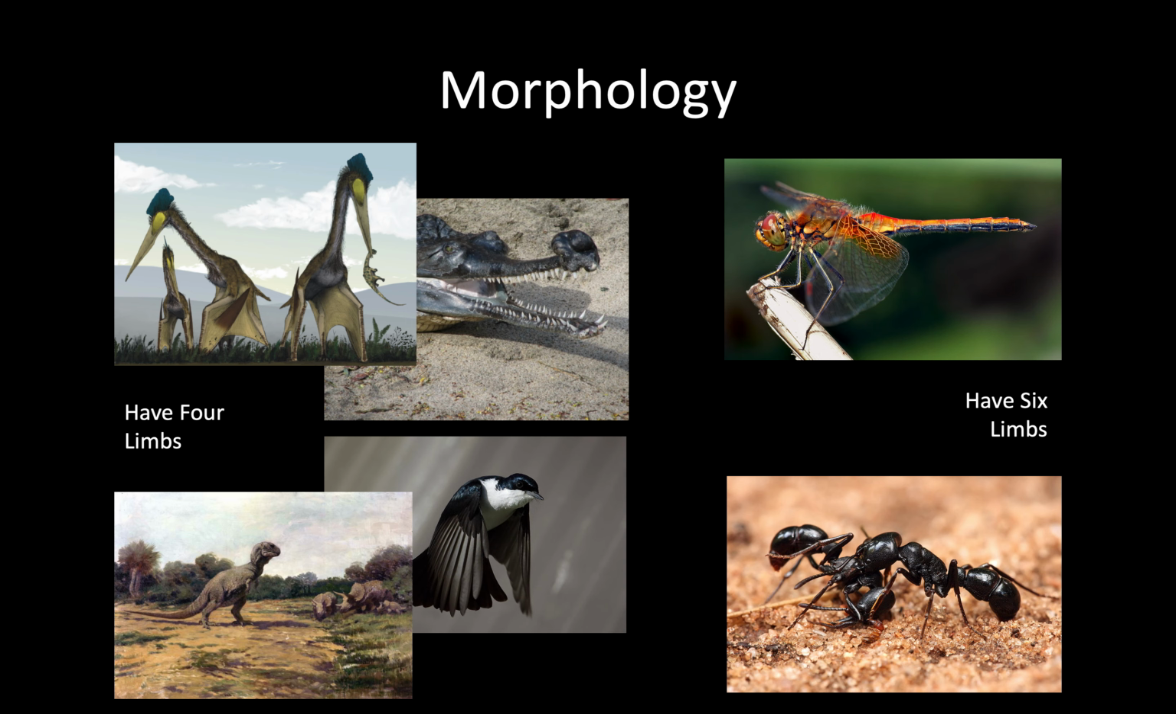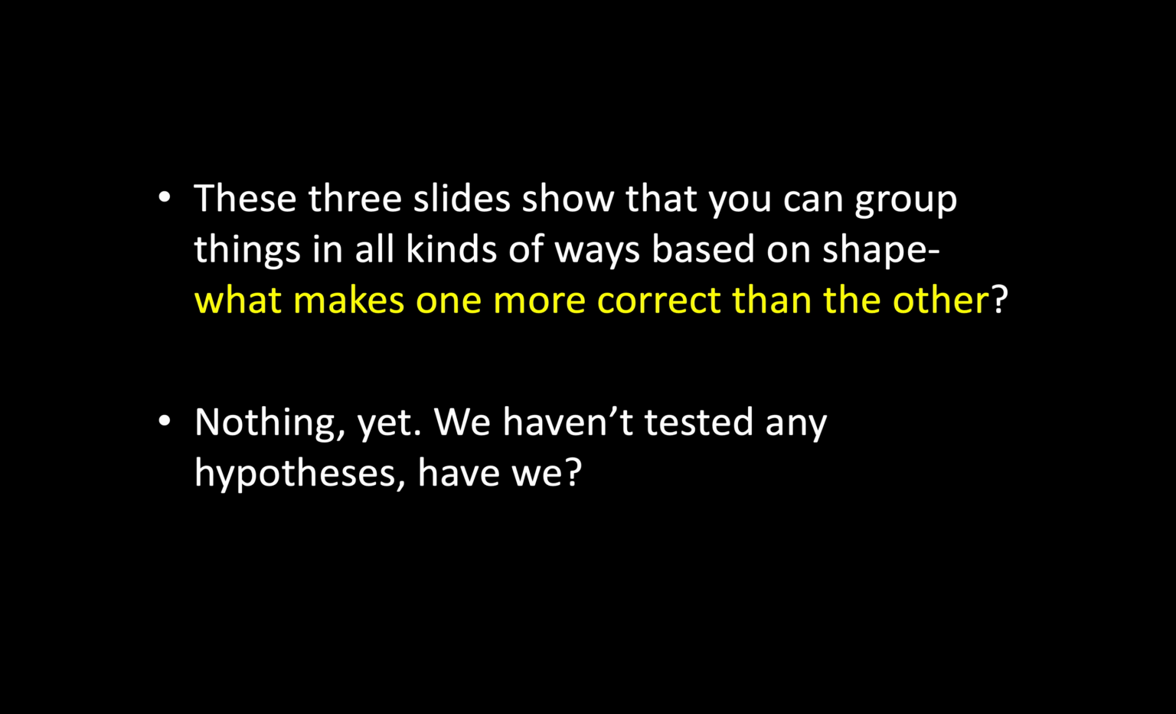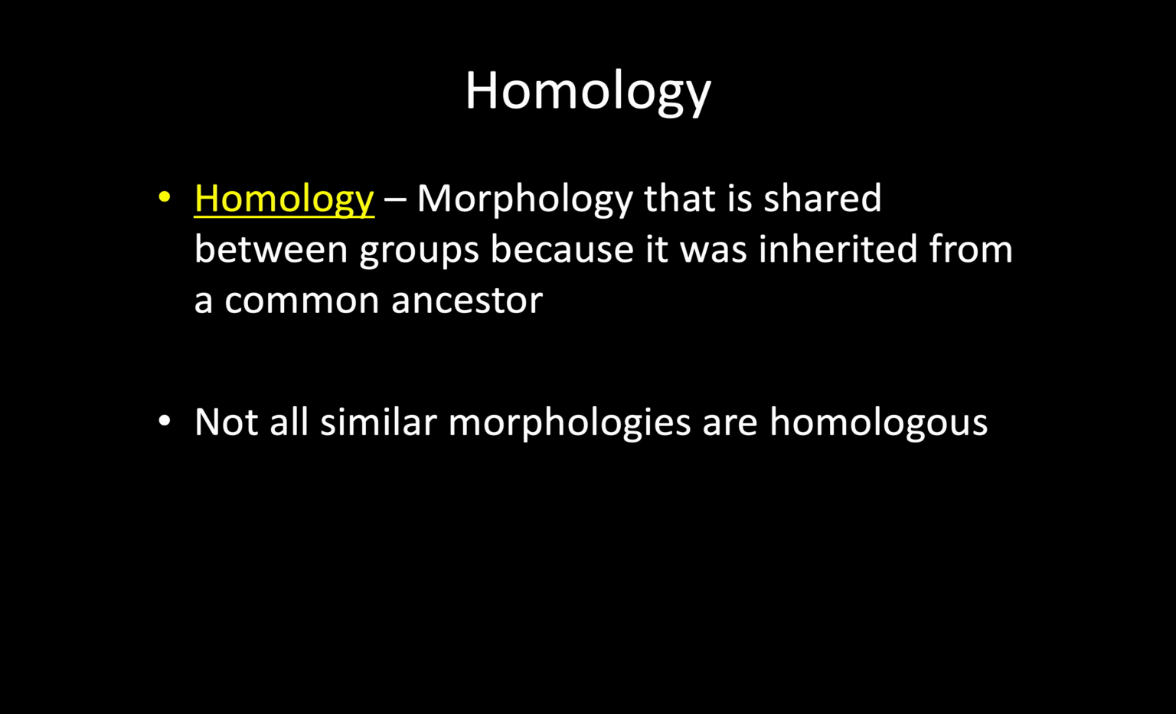Neither. Have we tested any hypotheses? No. We've just assigned what we think is the more important one and gone with it. So we haven't tested any hypotheses. So what we're going to be doing here is actually taking into account all of the different morphologies, all of the different features that these organisms have, and then test some hypotheses about who is most closely related to whom.